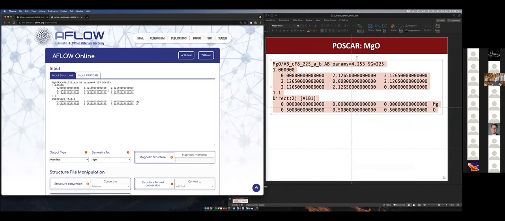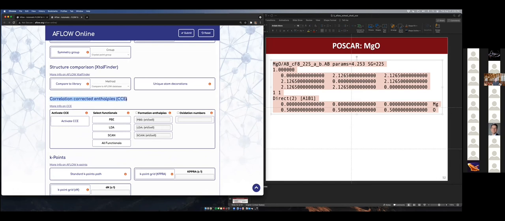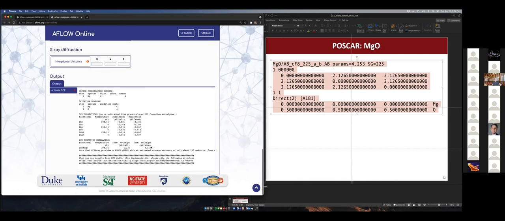Okay. So if you scroll down, you should see that we have a section for our CCE corrections. We're going to activate it and we're going to calculate it for all functionals. And we're going to hit submit. Okay, so you're going to see what the output of the module is. So first and foremost, the module needs to determine automatically what the oxidation states are of the anions and of the cations, of both. So what it tells you first is the coordination of the magnesium cations with the oxygen anion. So the coordination number is 6.